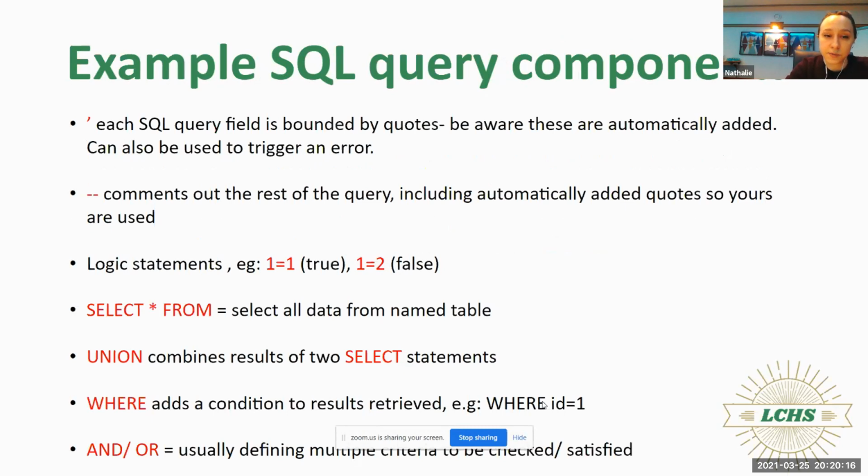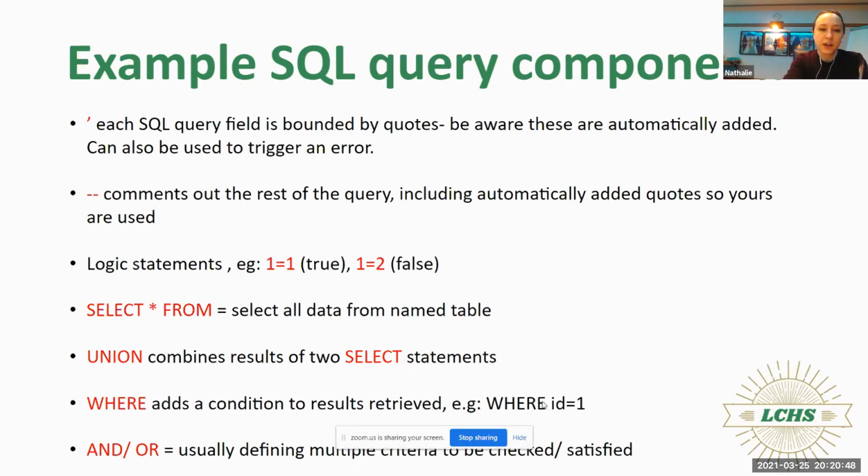So this slide is just to show you some examples of some SQL query components that you're going to see coming up in the lab. So just to give you a little bit of familiarity before we start, if it's new to you. The first one at the top is a single quote, and these are used to bound SQL query fields, and they are something that is automatically added before the query is passed into the database. And these are really useful because firstly, you can use these to trigger an error quite straightforwardly, but you can also use these to manipulate queries and change where the database reads, and we'll show you how to do that shortly.